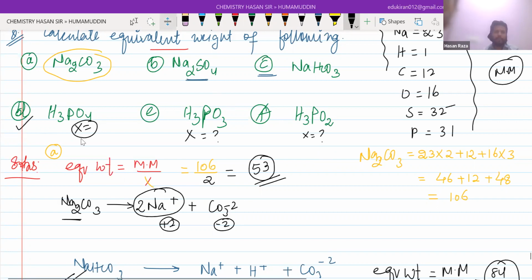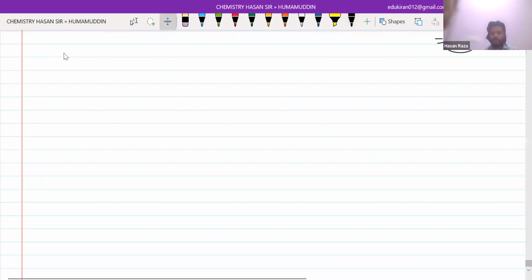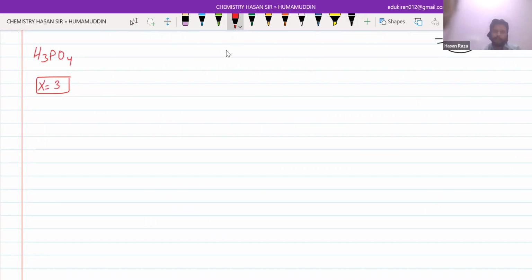What is the value of X for this? This is an acid, phosphoric acid, phosphorus acid. This is also an acid. Should I move? Okay, let's see. I'm going to explain because this 3 is very important. H3PO4 has a value X is equal to 3. H3PO3 has a value of X is equal to 2. H3PO2 has a value of X that is equal to 1.